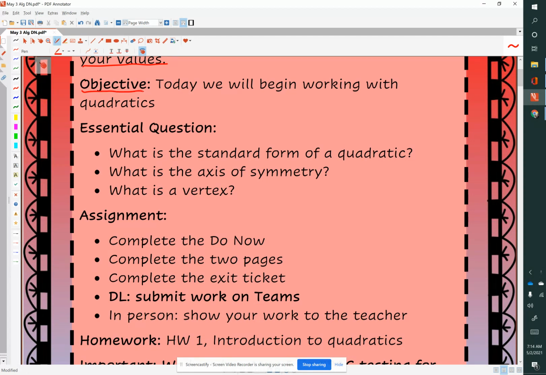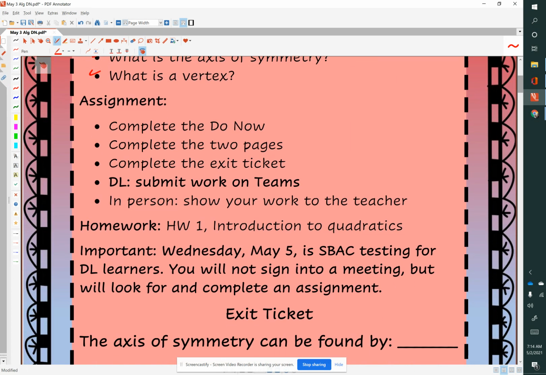Our objective today will be to begin working with quadratics. It's an exciting chapter in algebra. And our essential question: what is the standard form of a quadratic? What is the axis of symmetry? And what is a vertex? So we talked about a few of these in class on Thursday. So we're just going to continue with that work.